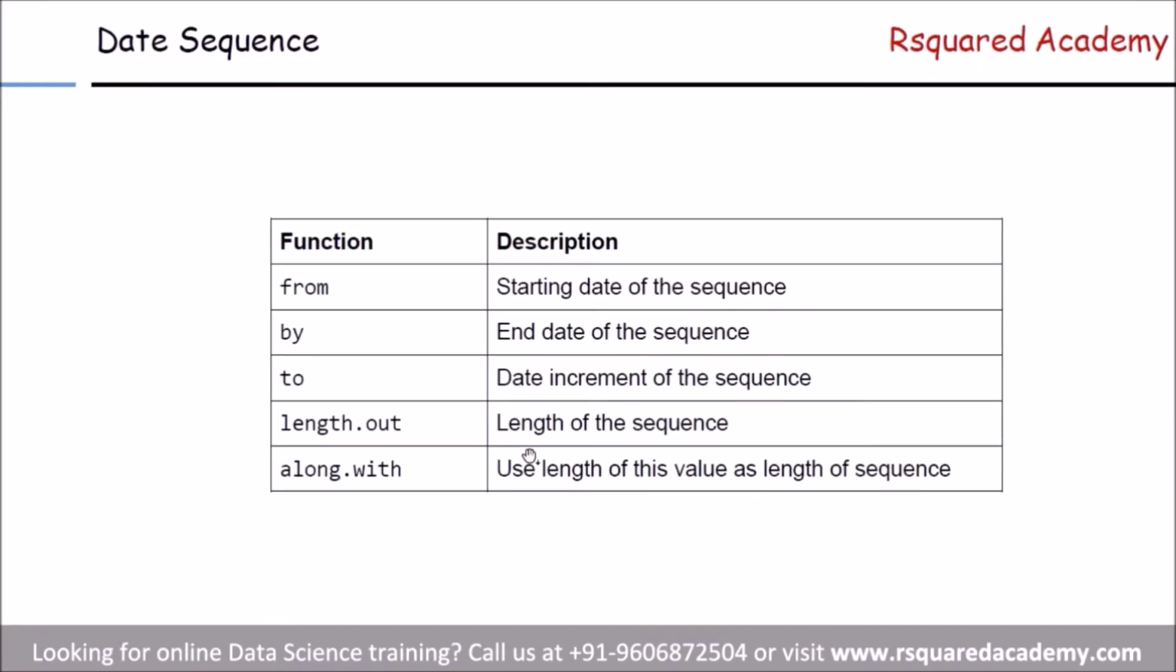This will take 5 inputs. First we need to specify the from date as the bare minimum input. It has 5 arguments, but you have to at least specify the from date as the bare minimum input to create a sequence of dates, and the from date is the starting date of the sequence. Now if the end date is not specified, it will create a sequence up till the current date. So the bare minimum input is the from argument, which is the starting date of the sequence.